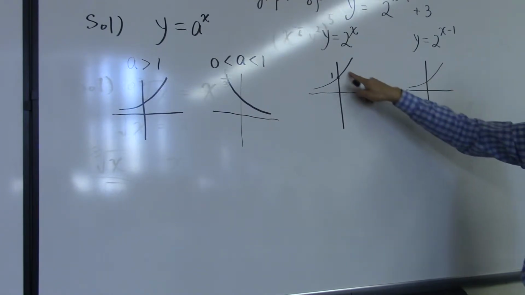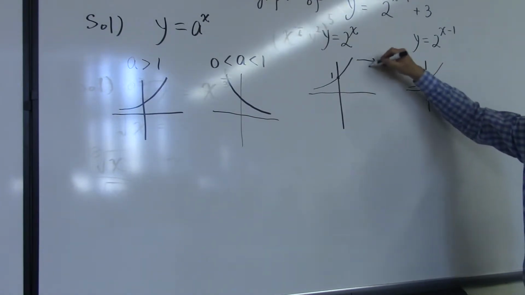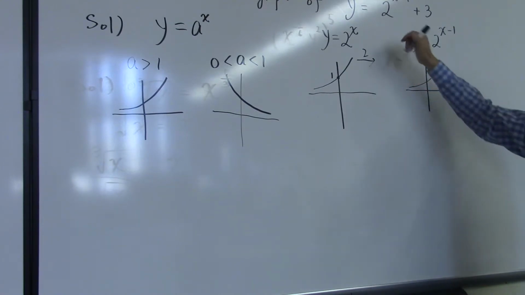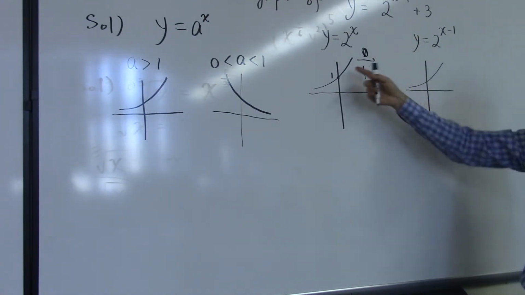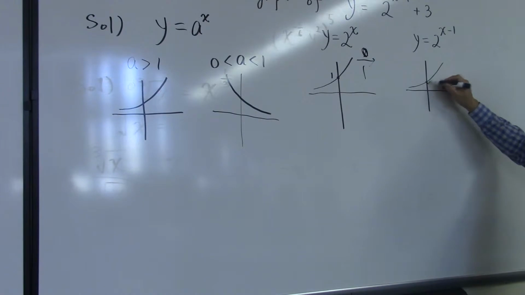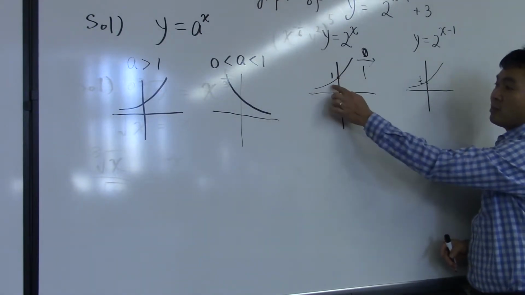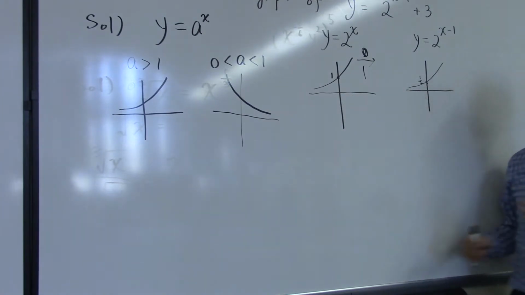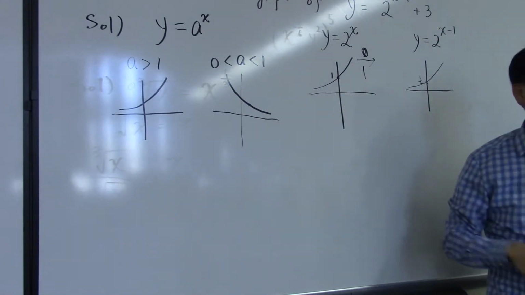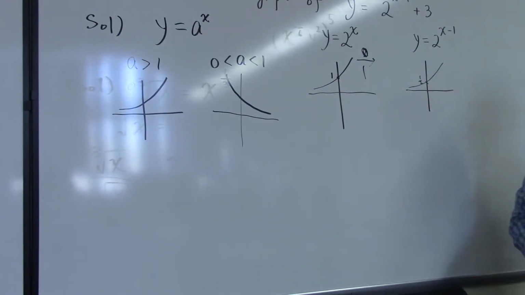So if you take this and you move this by 1 to the right, what happens is, because this is shifted to the right, the y-intercept becomes smaller, okay? And the exact value of the y-intercept is 1/2. Right? So that's what we see.